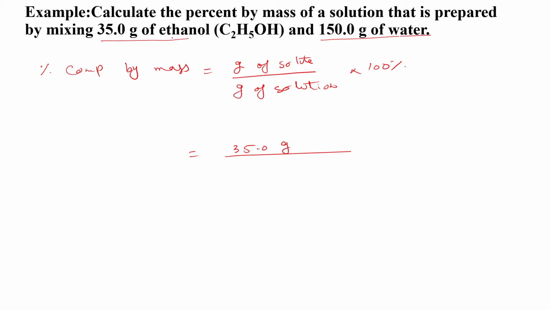For solution, 35 grams of ethanol is solute and 150 grams of water is solvent. To find solution, you need to add solute plus solvent. So you will be adding these two numbers to get the grams of solution. And you have 18.9% by mass.